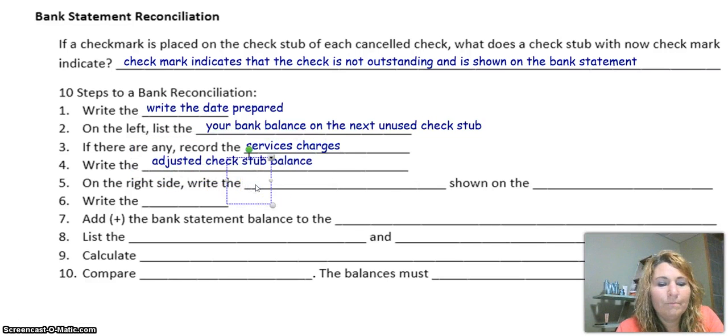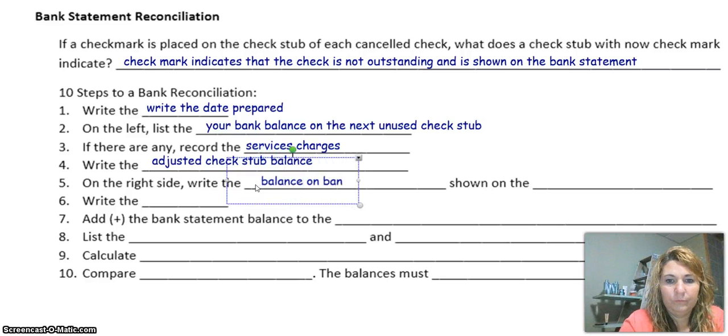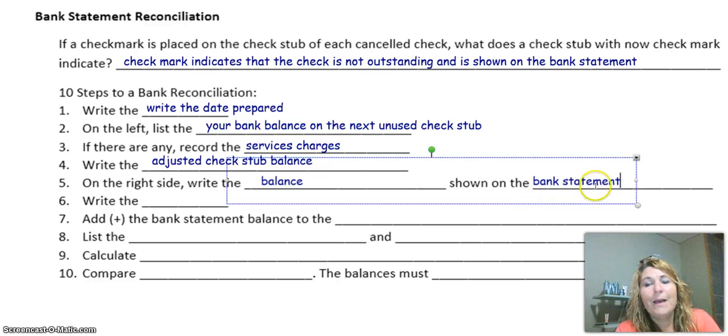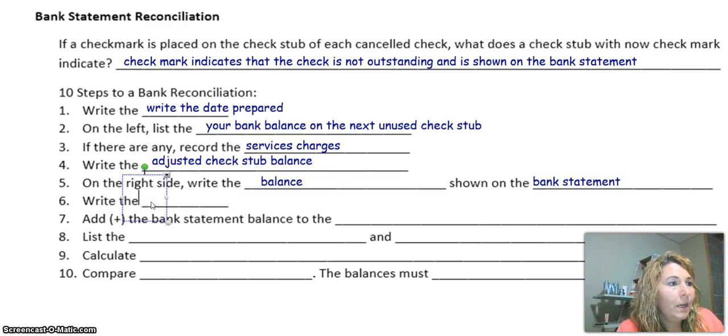On the right-hand side of the form, you're going to begin with writing the balance shown on the bank statement, because I said your bank statement balance and your check stub balance may not be the same. Next, you're going to write any outstanding deposits.